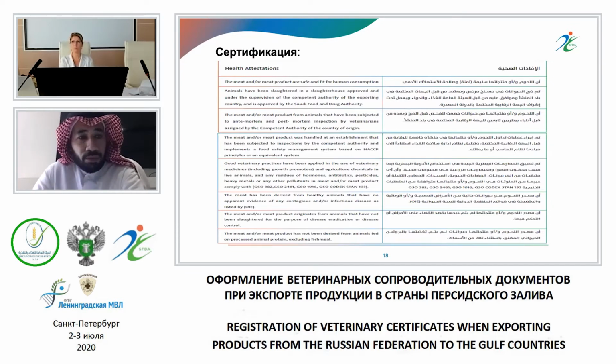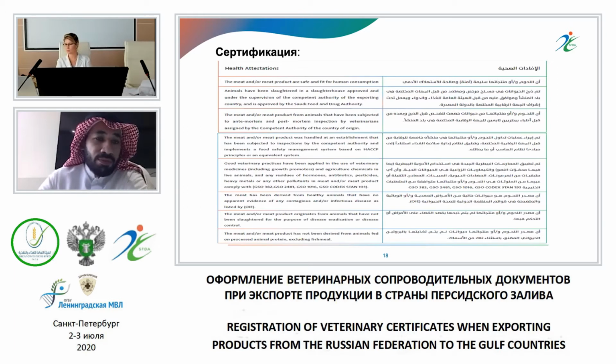The second one is the animals have been slaughtered in a slaughterhouse approved and under the supervision of the competent authority of the exporting country and approved by the Saudi Food and Drug Authority. So the establishment should be approved, and this ensures that the establishment also falls under the supervision of the competent authority, and the slaughtering was supervised. The third one is the meat is a product of animals that have been subjected to ante-mortem and post-mortem. So ante-mortem and post-mortem have taken place in the establishment and are ensured by the vets assigned by the competent authority or the representative of the competent authority in the local region and the establishment.